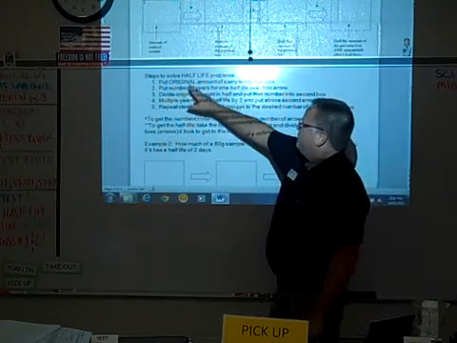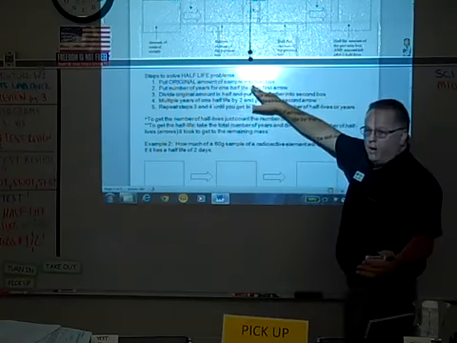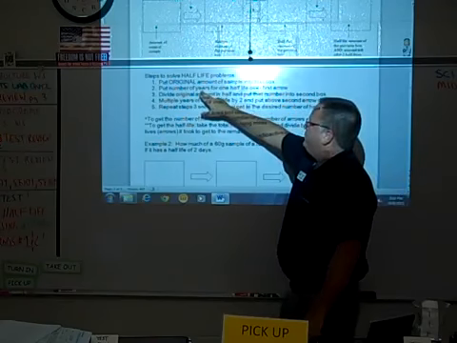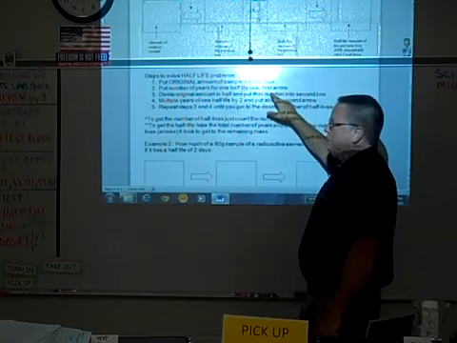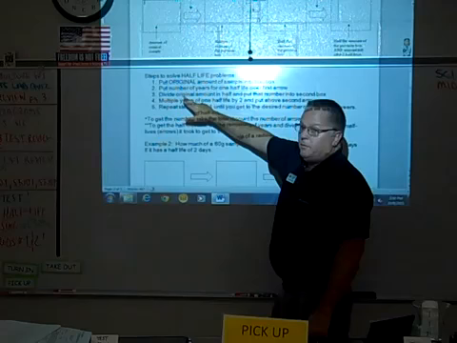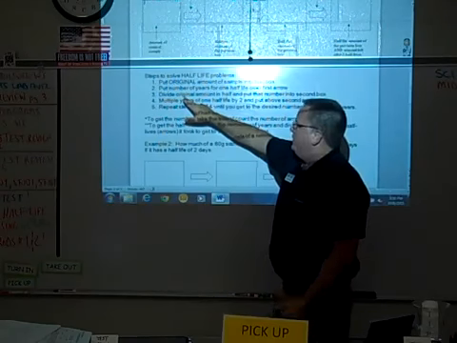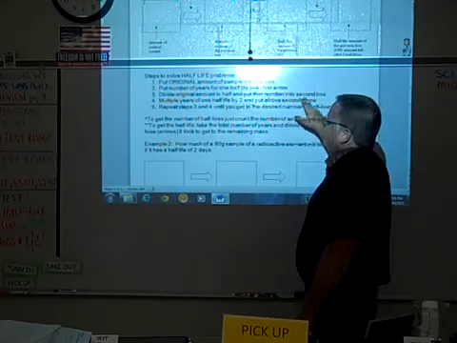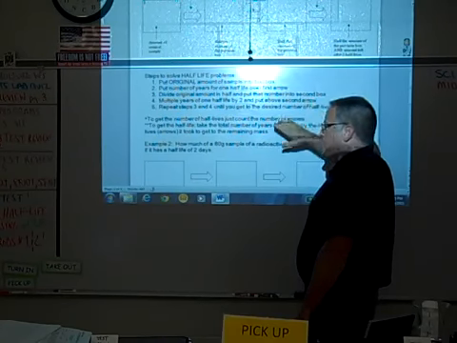Step number 1 is put the original amount of sample in the first box. Step number 2 is put the years for 1 half-life over the first arrow. Step 3, divide whatever the original amount was in half and put that number in the second box. Okay, the second box to the right.